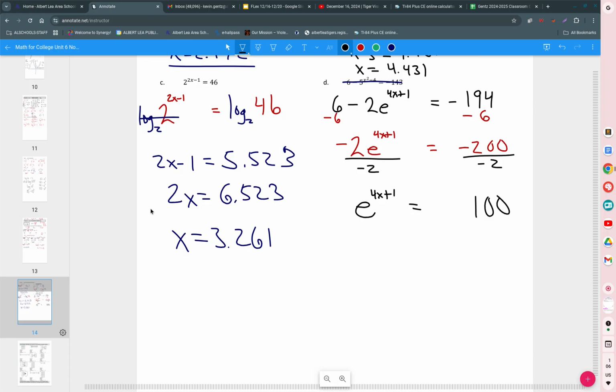All right. Well, that looks like an equation that I can solve. How do I get rid of the base e? Natural log both sides. And I have the natural log of 100. I don't know what that is. I think it's about 4.605.